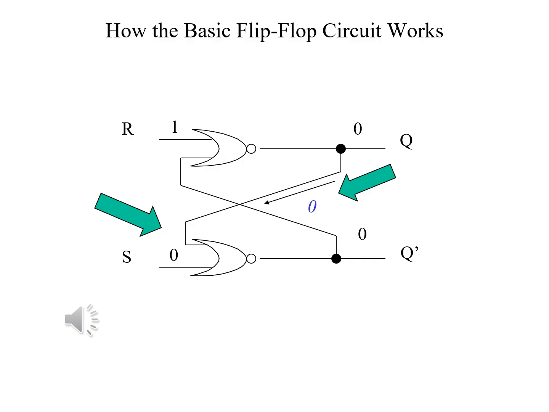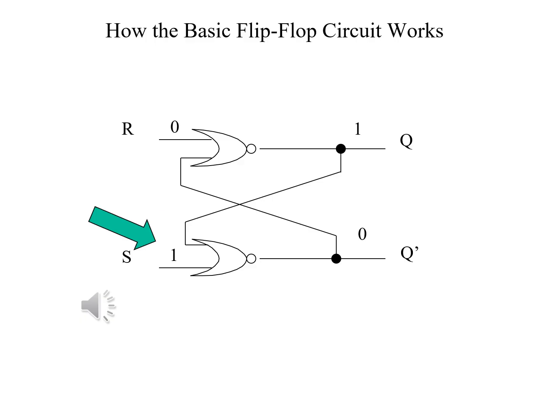Q's new value of 0 goes into the NOR gate at the bottom. S's value of 0 also goes into the NOR gate. Q's new value of 0 and S's value of 0 both go into the NOR gate at the bottom. 0 or 0 is 0. Not 0 is 1.